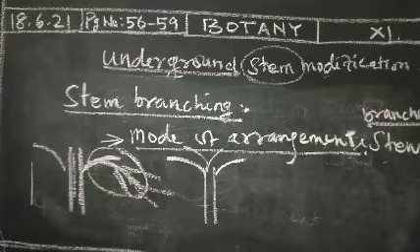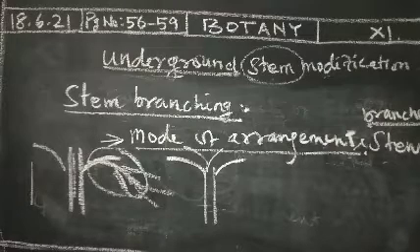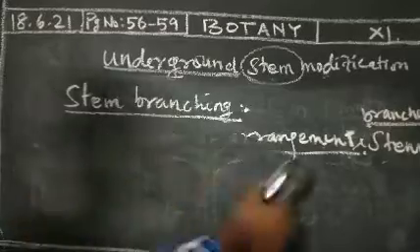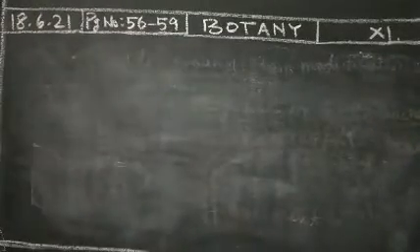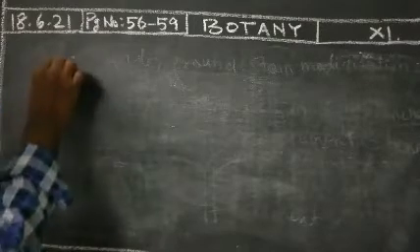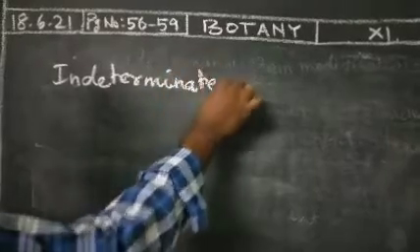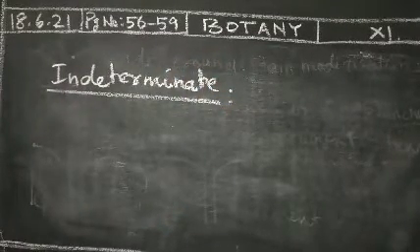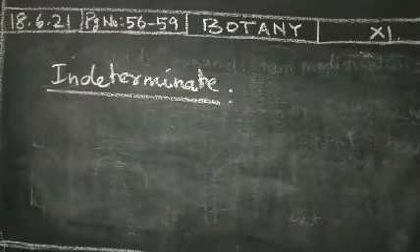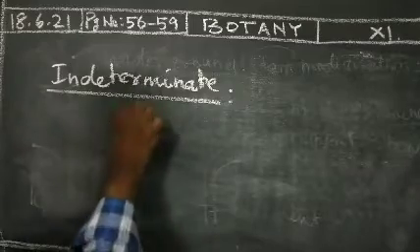Again the growth pattern of the branches is divided into two types: indeterminate and determinate growth. Indeterminate growth means the growth is not definite. Here the terminal buds grow uninterrupted.